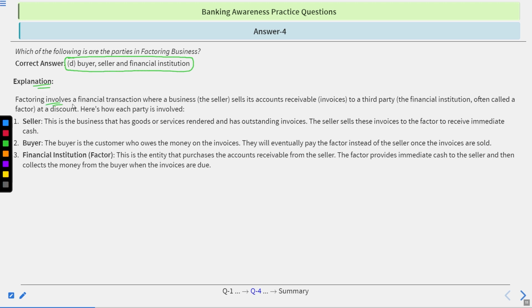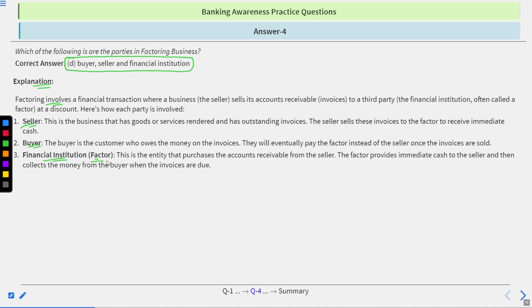Explanation: factoring involves a financial transaction where a business, the seller, sells its accounts receivable invoices to a third party, the financial institution, often called a factor, at a discount. If we try to understand each party: the seller is the business that has rendered goods or services and has outstanding invoices. The seller sells these invoices to the factor to receive immediate cash. The buyer is the customer who owes the money on the invoices. They will eventually pay the factor instead of the seller once the invoices are sold. The financial institution, or factor, is the entity that purchases the accounts receivable from the seller. The factor provides immediate cash to the seller and then collects the money from the buyer when the invoices are overdue.